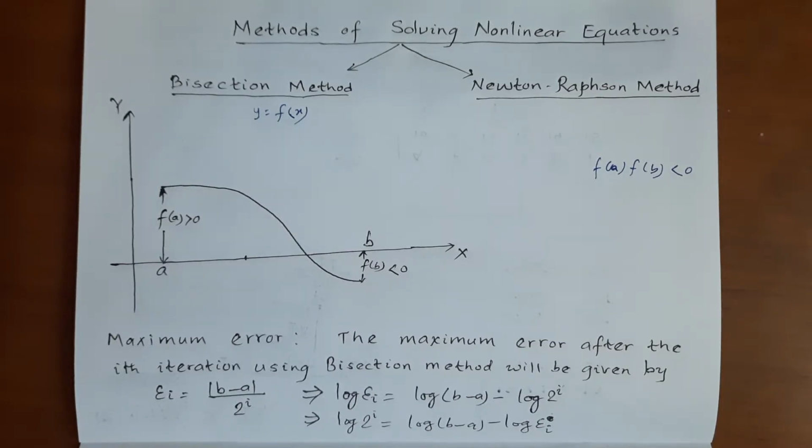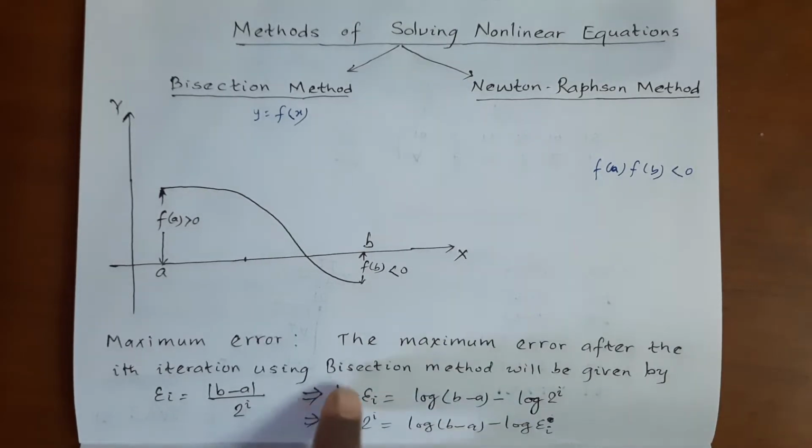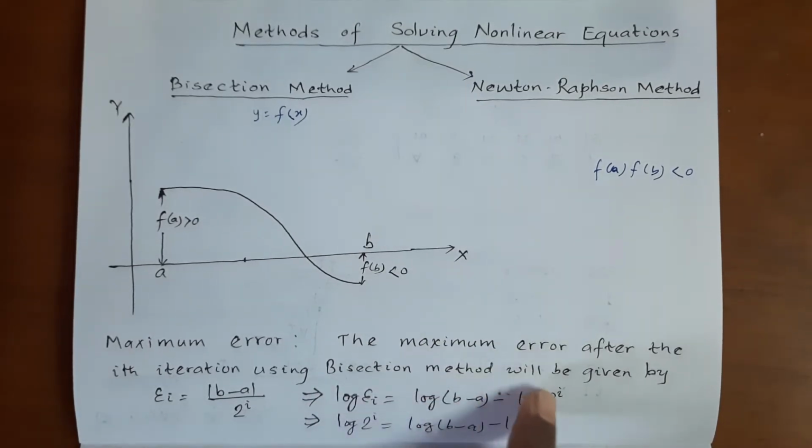The next thing you need to know in this process is the maximum error. The maximum error after i iterations using the bisection method is given by e_i equals (b minus a) over 2 to the power i. Taking log on both sides, log e_i equals log(b minus a) minus log 2^i. Using the property of logarithm, we can write it this way.